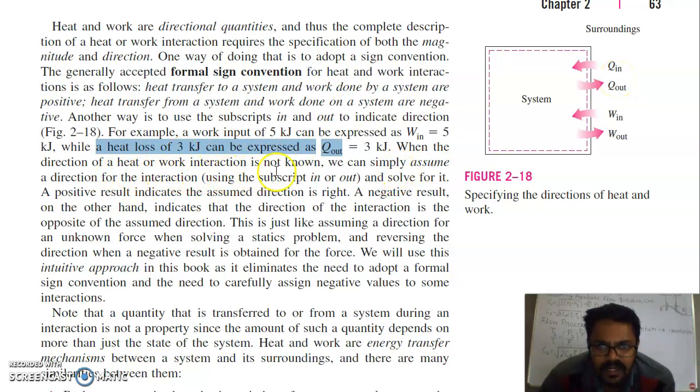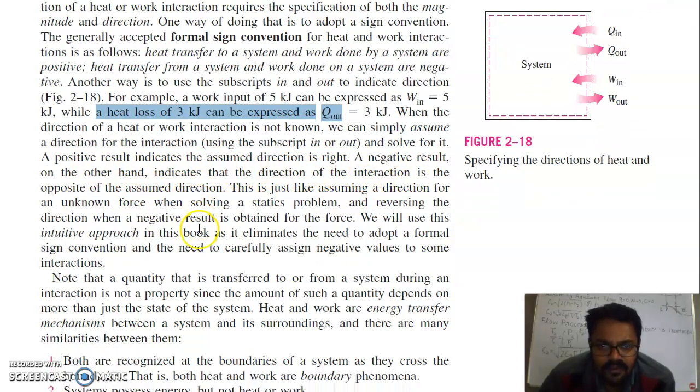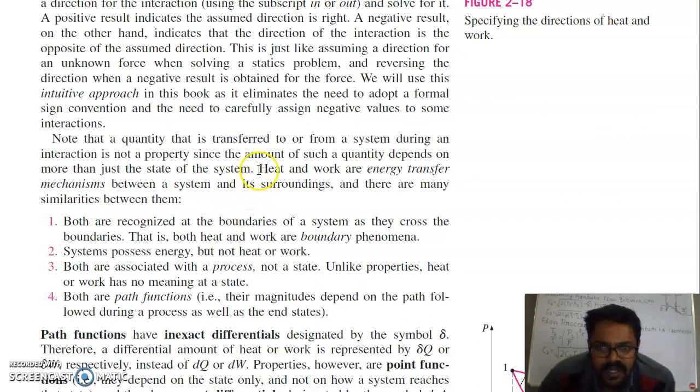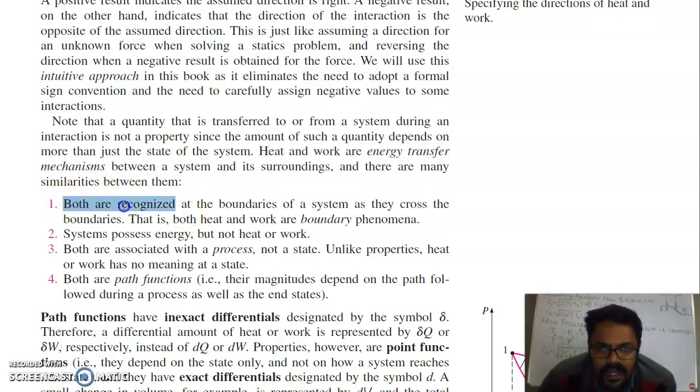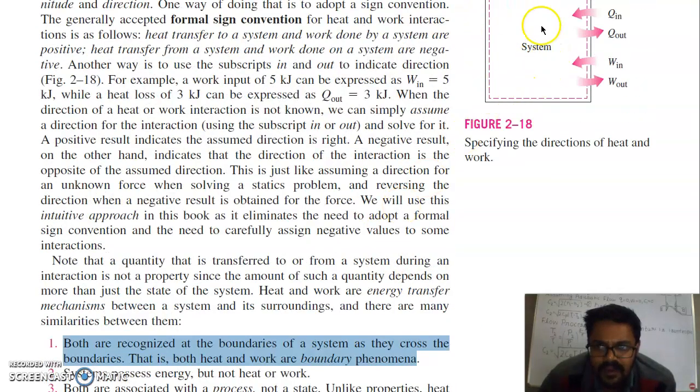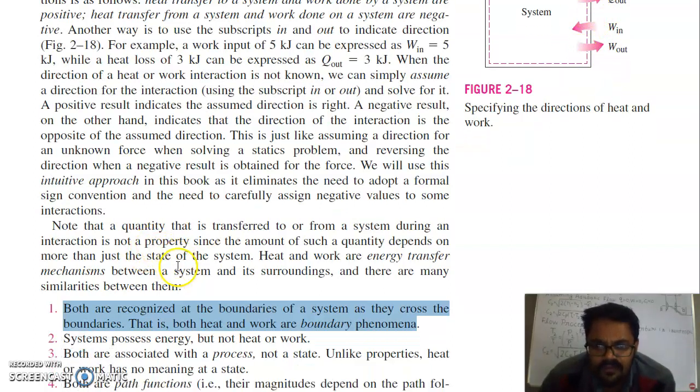When the direction of heat or work interaction is not known, we can simply assume a direction for the interaction. A positive result indicates the assumed direction is right, and if the result comes out negative, it means the direction of the interaction is opposite of that assumed. So one thing to understand is that heat and work are energy transfer mechanisms. Both are recognized at the boundaries of a system. As they cross the boundaries, if there is any work and heat transfer within the system, that is of no use to us. We will just see at the boundaries what is transferred, how much heat is transferred, and how much work is transferred.